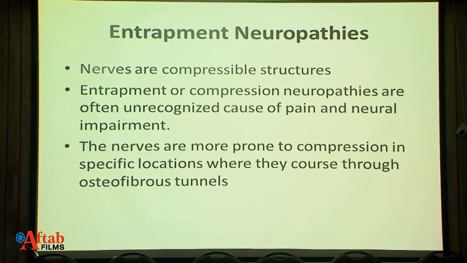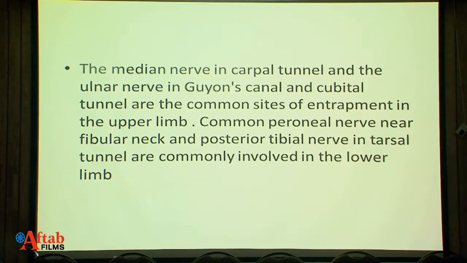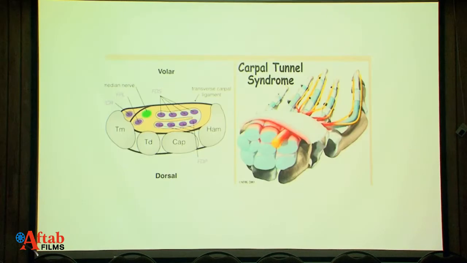Now coming to entrapment neuropathies. Nerves, because of the compressible structures, while they pass through the fibroosseous ligaments and tunnels, are compressed. The commonest lesion is carpal tunnel syndrome, where the median nerve is compressed, and the ulnar nerve is compressed in Guyon's canal. Dr. Amit has very well demonstrated the carpal tunnel and the Guyon's canal.